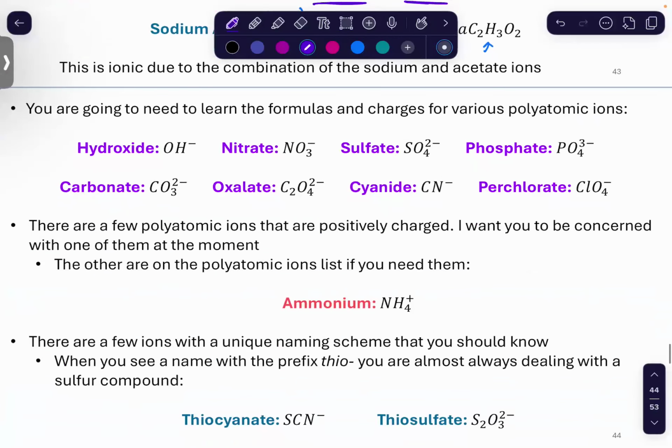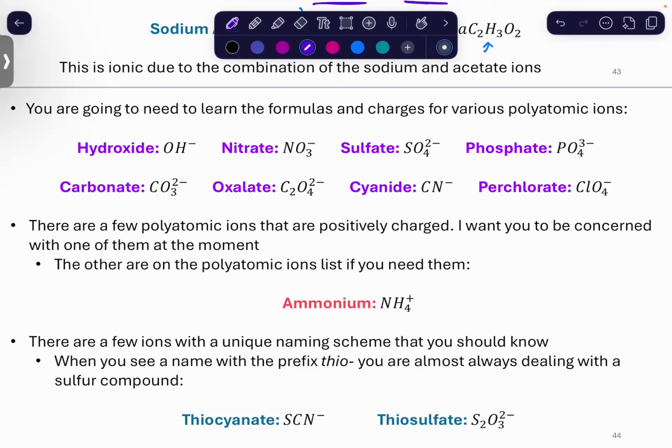So you're going to have to just start in on learning these polyatomic ions. There's really not a set system to go about it. Some people just memorize them. Some people come up with their own systems. Some people use flashcards, but you're going to have to learn their formulas and their charges.